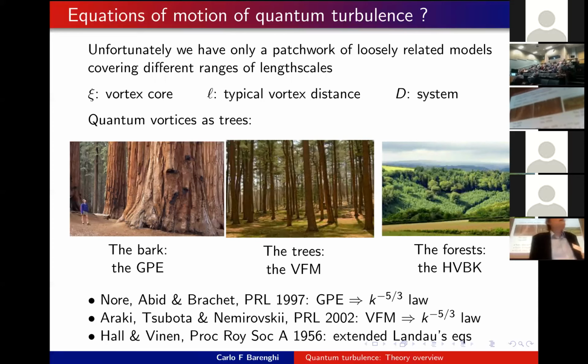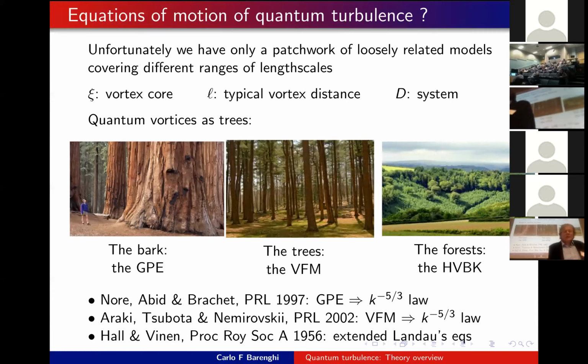A microscopic length scale related to the size of the vortex core, which I call ξ. Then the typical scale of the vortex distance, ℓ, the average distance between vortices in our turbulent system. And then there is the large size of the system, size D. Now imagine that your quantum vortices are trees. At the microscopic scale, you can go very close to the tree, put your nose almost against the bark, and you see all the details of the bark.